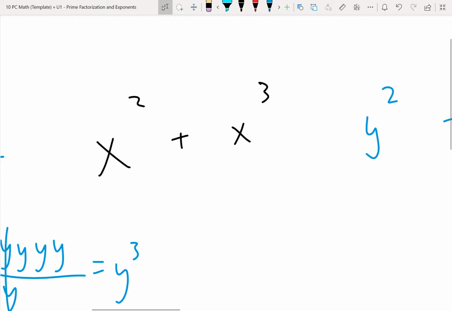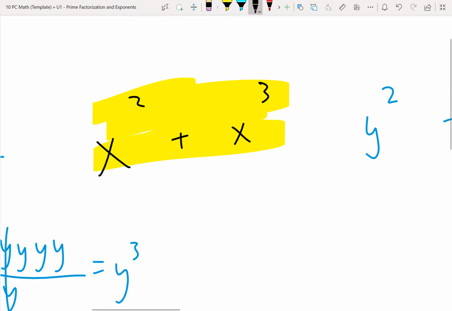Next one, some adding issues that people have. Be very careful. Even though these both have the same base, so they both have x as their base, you can only add exponents when they're the exact same. So the exponents have to be the same too. So x squared and x cubed don't actually add together. This is the most simplified you can get. There's nothing you can do.